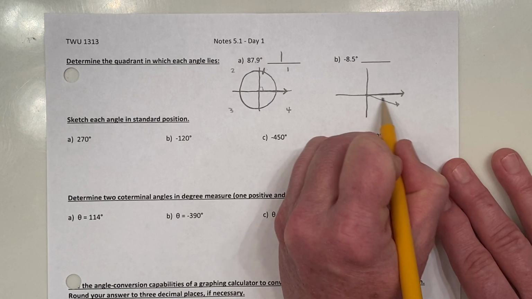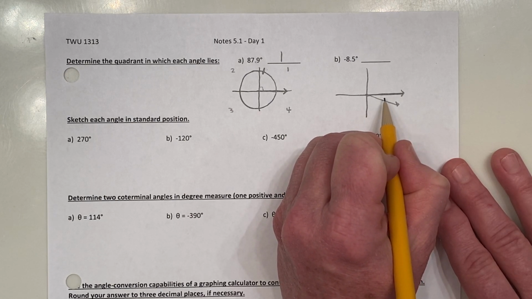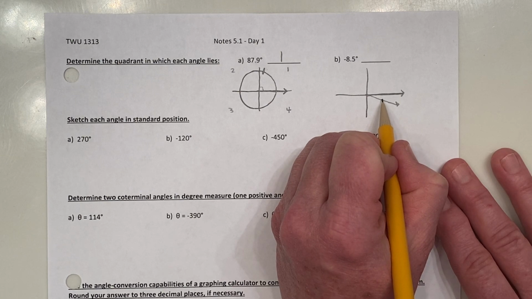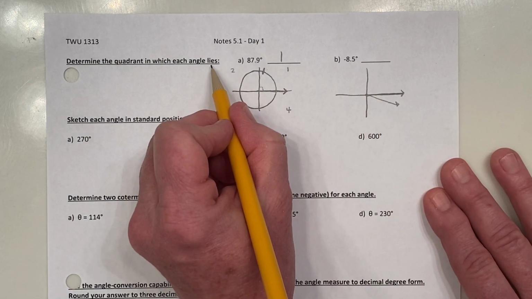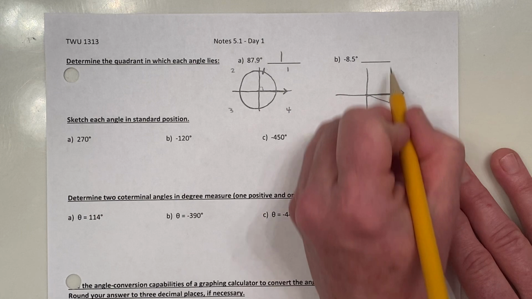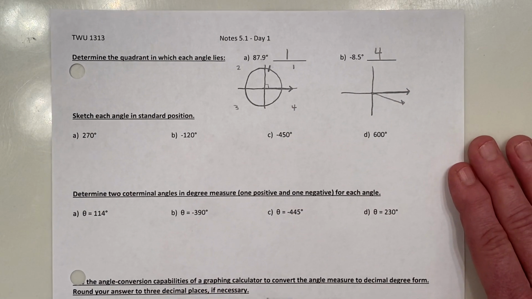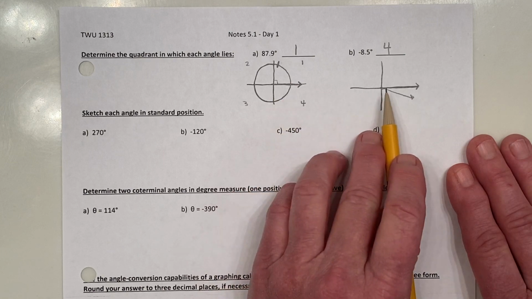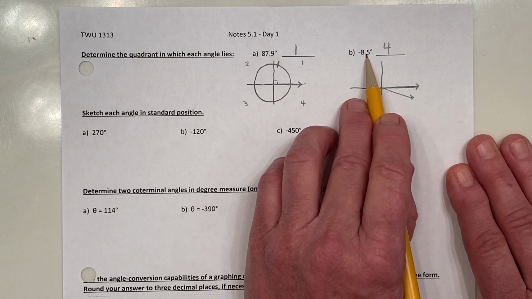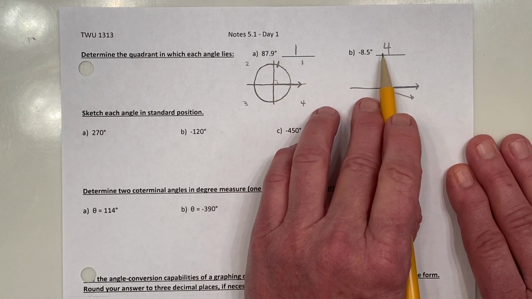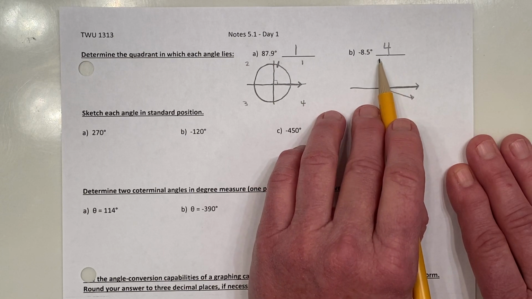That's probably not a good representation. This is more than negative 8 degrees, but it at least accomplishes answering the question of what quadrant we're in. We're in quadrant 4. So again, you don't have to draw the coordinate plane if you can just look at the degreed measured angles and know what quadrant they fall in.